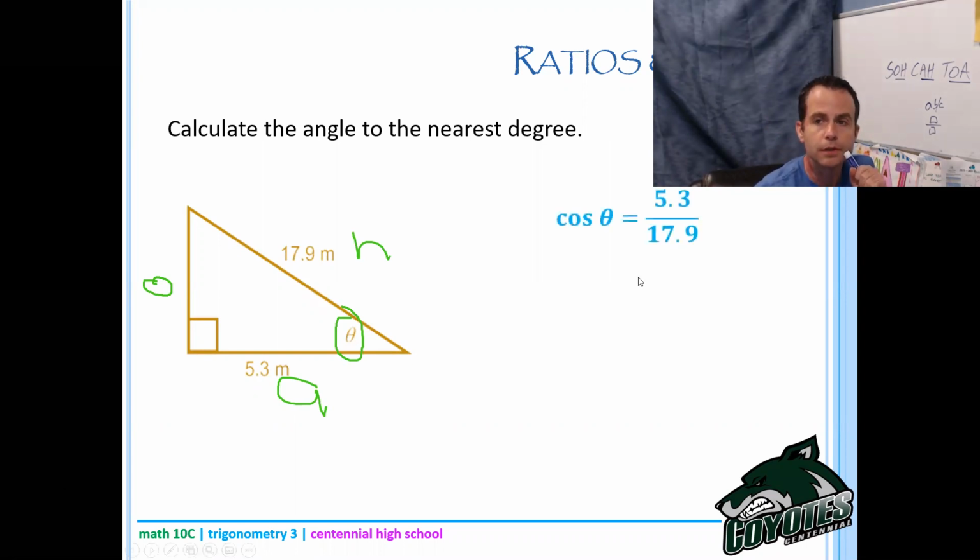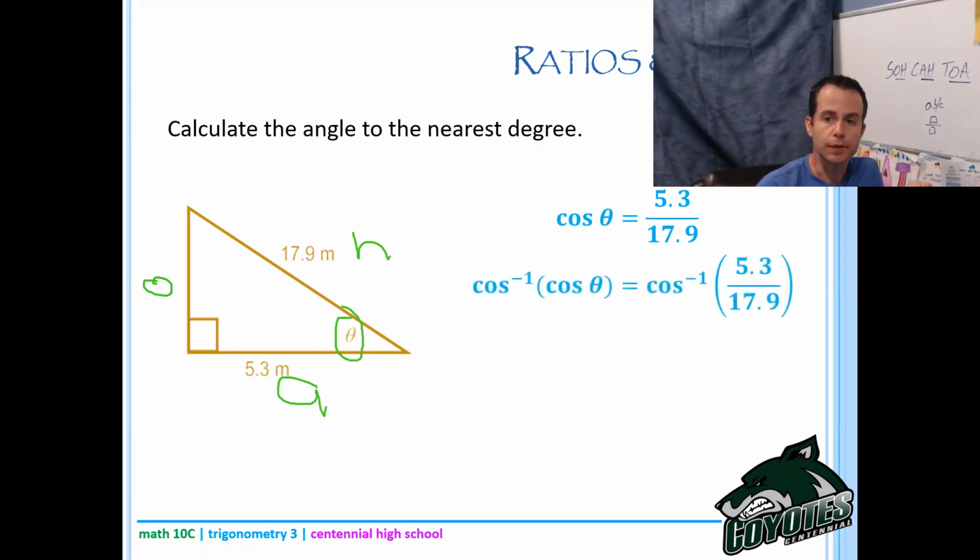equals 5.3 over 17.9. Then I will arc cos both sides. Okay, I would like to see this in your work because it's good mathematical communication. That leaves me with theta on the left and then 72.777 on the right. Now, we were asked to round to the nearest degree, so my final answer will be 73 degrees.